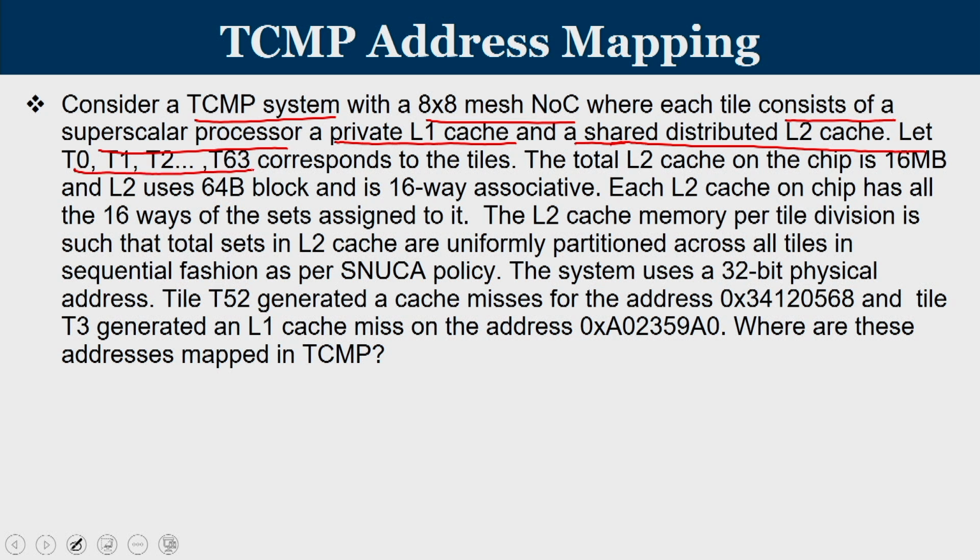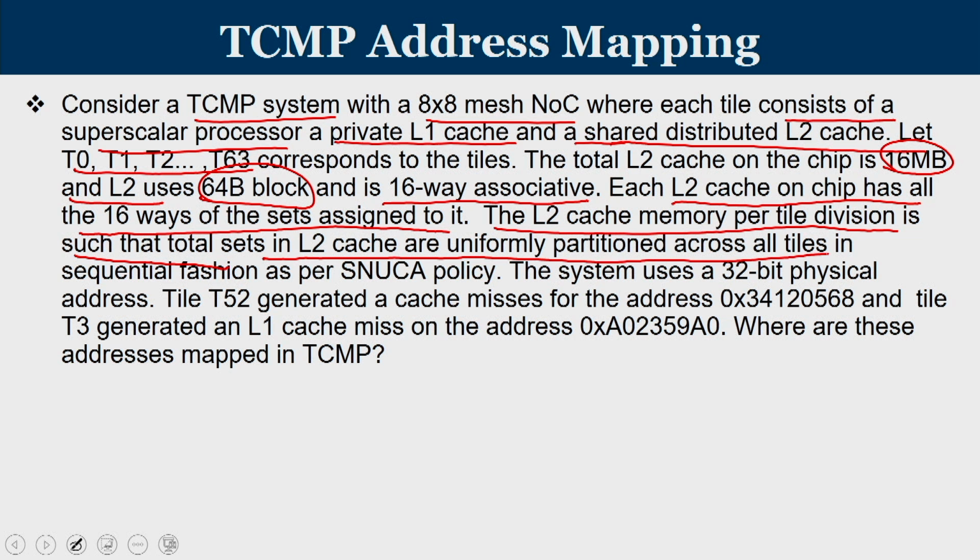Let T0 up to T63 correspond to the tiles. The total L2 cache on the chip is 16 MB. So, I have 16 MB of L2 cache that is scattered across 64 tiles. Each L2 uses 64 byte blocks, and the L2 cache is 16-way associative. Each L2 cache on chip has all the 16 ways of the set assigned to it. The total sets in the L2 cache are uniformly partitioned across all tiles in a sequential fashion as per SNUCA policy. SNUCA means static non-uniform cache access policy.